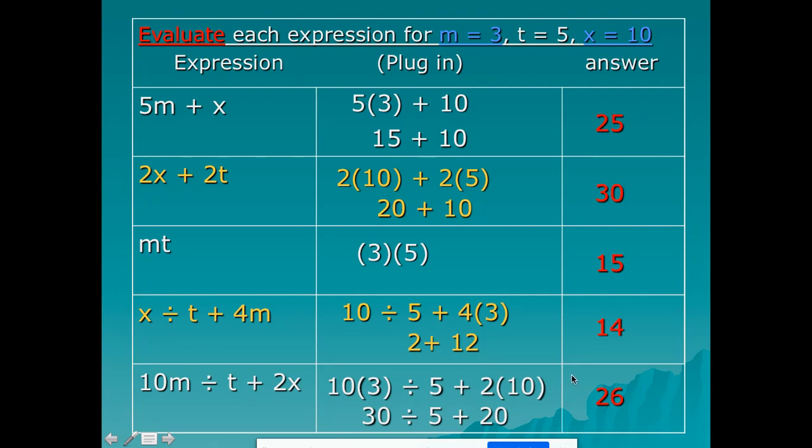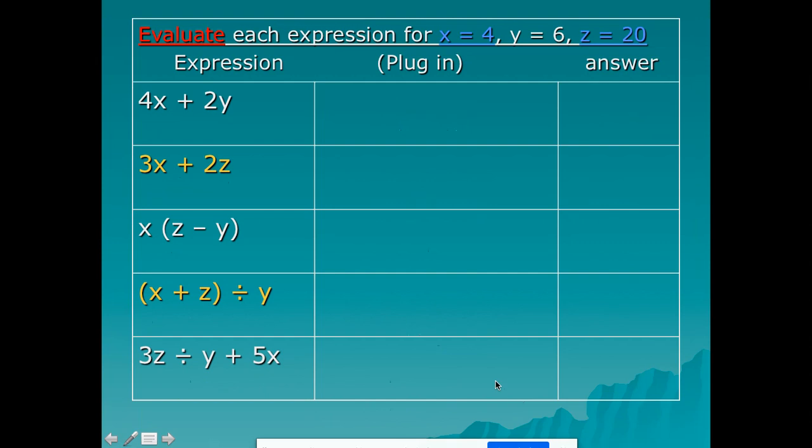On the next screen, I want you to try these 5 problems. It says evaluate each expression for x equals 4, y equals 6, and z equals 20. Just like what we did on the last one, these will be 5 more practice problems that I want you to complete and then bring them into class tomorrow, or we'll have an online assignment, depending on what I decide to give you.